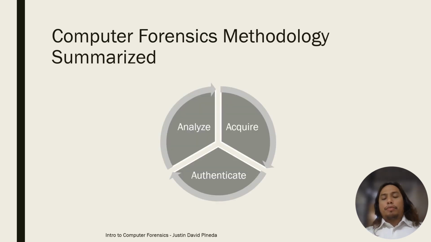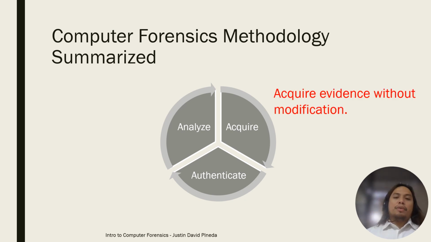All right, so in summary, computer forensics methodology will talk about acquire, authenticate, and analyze. So first, of course, we need to acquire the evidence. So when we talk about acquisition, it has to be authentic. Okay, and the most important part would be the integrity. There should be no modifications in the evidence that we have acquired.